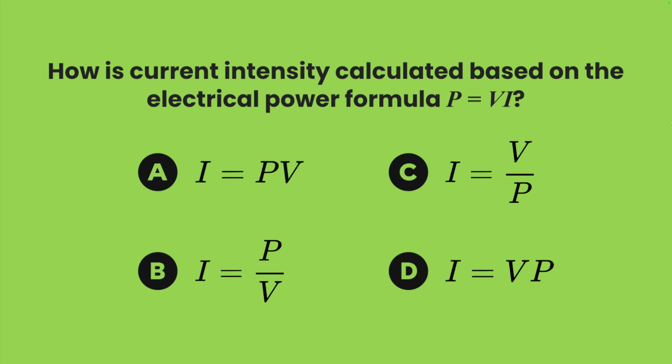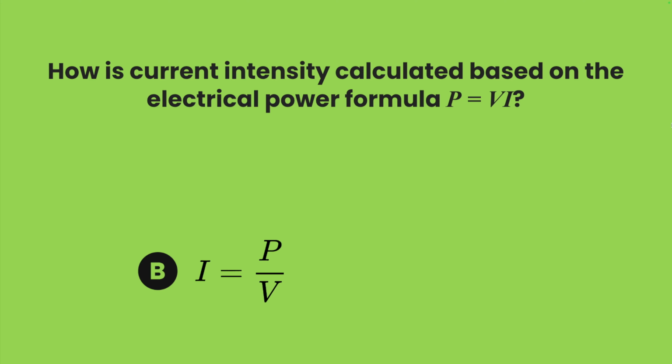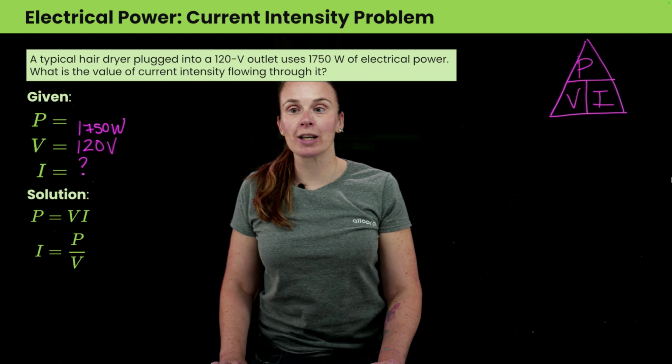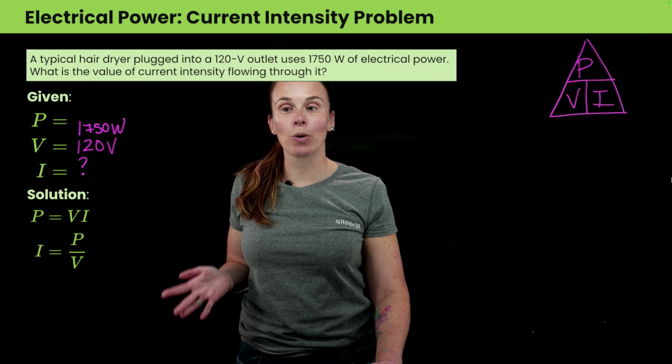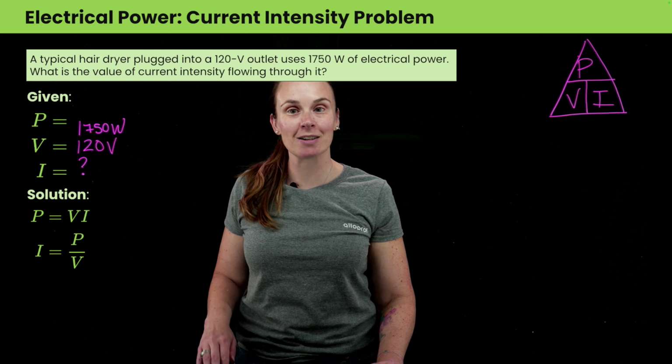Is it A, I is equal to P times V, B, I is equal to P divided by V, C, I is equal to V divided by P, or D, I is equal to V times P? The answer is B. So we're going to take our manipulated formula. Intensity is equal to P divided by V.